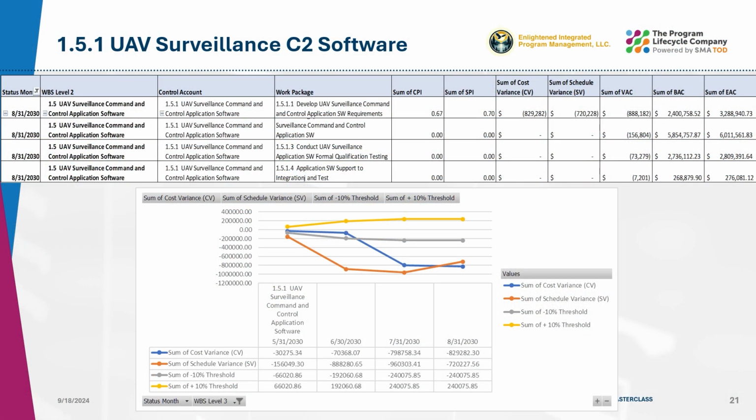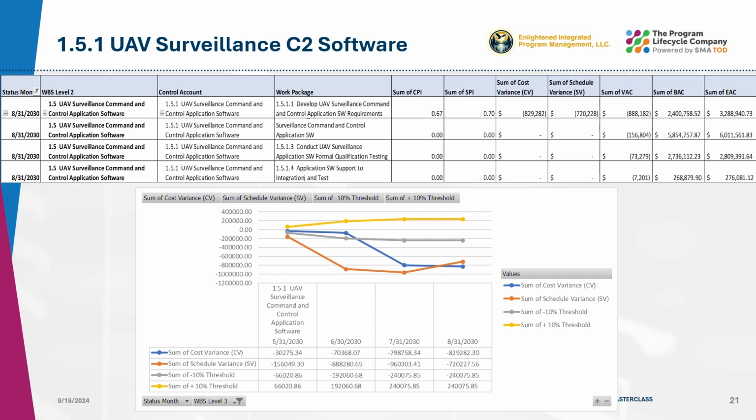Finally, let us look at the command and control software. Note that this control account is at level 3 instead of level 4 for the sensors, highlighting that all control accounts do not have to be at the same level. That's a great point. People often force control accounts down to the same levels, creating unnecessary detail. In this case, we will look at the work package level of detail to understand progress.